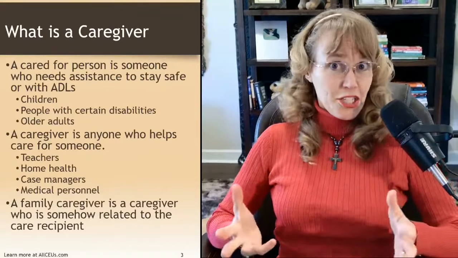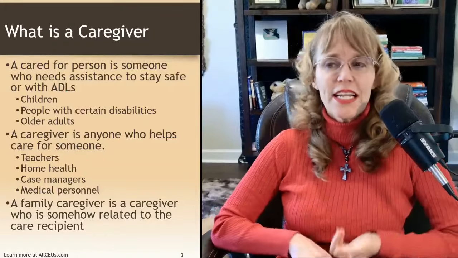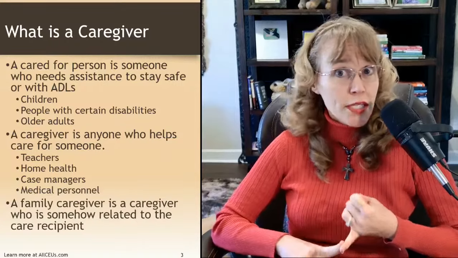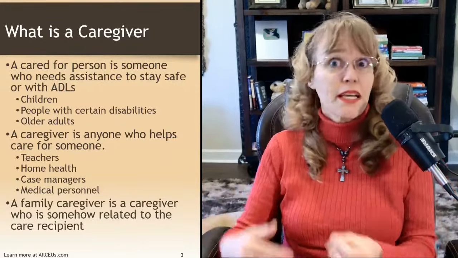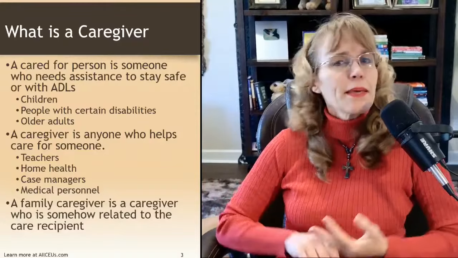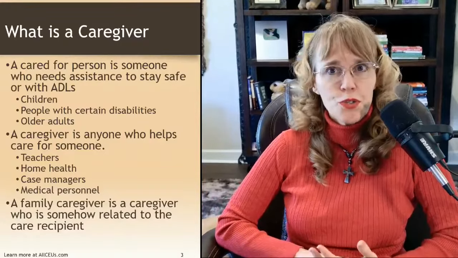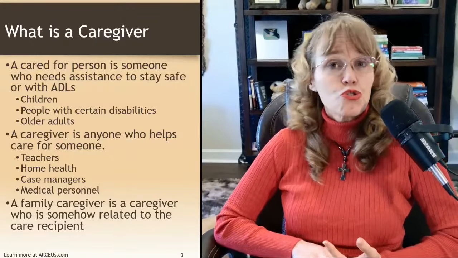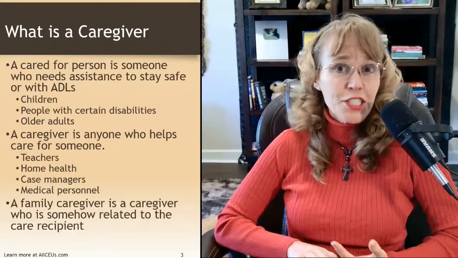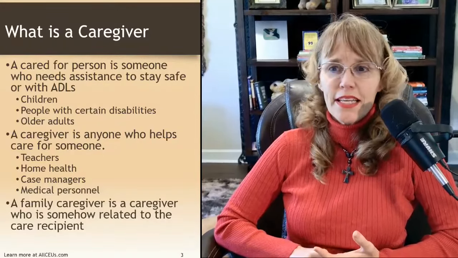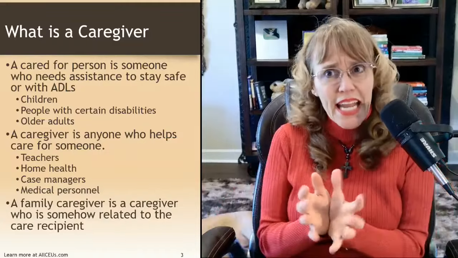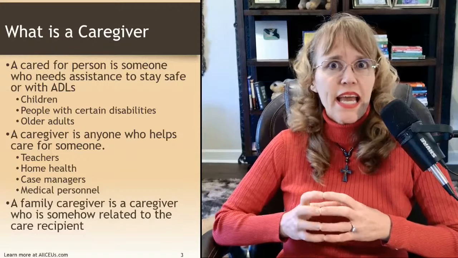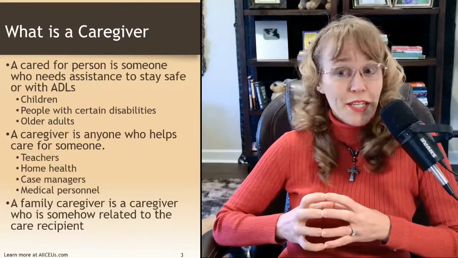In terms of this presentation, a couple definitions. A cared for person is someone who needs assistance to stay safe or with ADLs. This can be children. Children can't cook, can't go to the grocery store. They need caregivers. People with certain disabilities who are unable to live independently. And older adults who may be struggling with aging in place or unable to live independently. So that's really who we're talking about today. Any human being that requires assistance because they are not able to live totally independently.